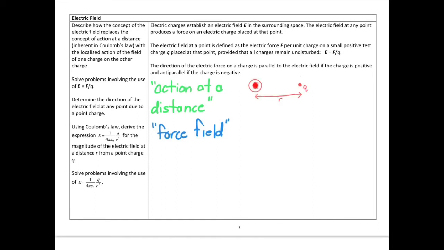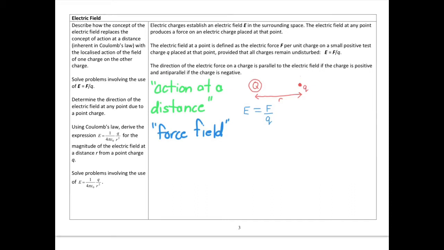If we have a charge here, Q, and we want to know about the force experienced at this point here by another charge, which we've called little q, we need to know, in the force field model, what is the electric field strength at this point. And the electric field strength is defined as, E is what we use for electric field strength, and that is equal to the force per charge at that point. So the electric field strength at the point here is defined as the force per unit charge at that point.